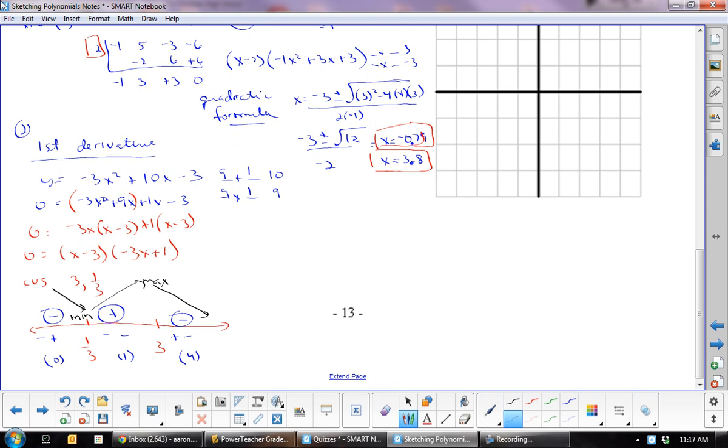Ready to graph? No, we're not, because I couldn't graph my max or min yet. I have to find the y's with them. Remember to go into the original.